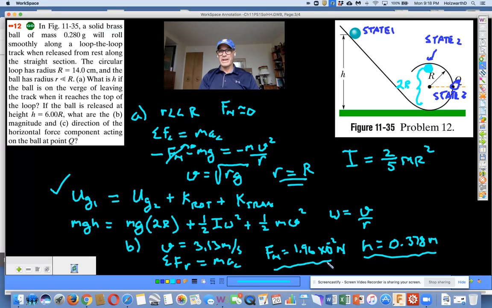Notice that we have grams, not kilograms, and we have centimeters, not meters. So express everything in meters and kilograms. So there's your helpful hint for problem number 12.